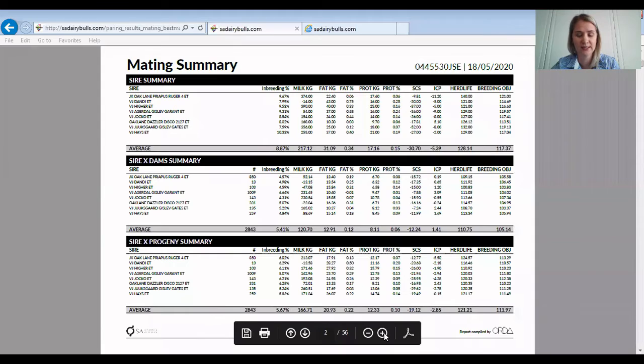The other way that they send it to you, because it's quite a big file, it would be sent to you in an email, and it'll send you the link to go and get your results further. The results that you would then receive would look something like this. All right, so it looks like this. I'm going to make it a little bit bigger so that we can go through it nicely. So the first part of it is then the sire summary.